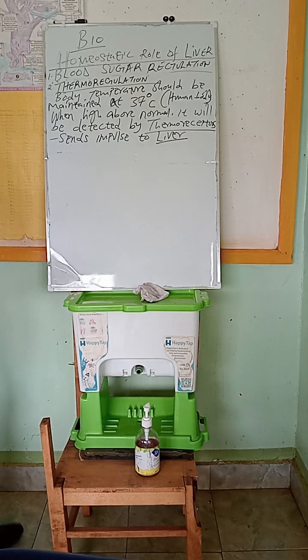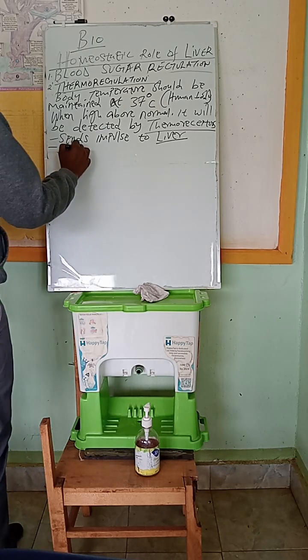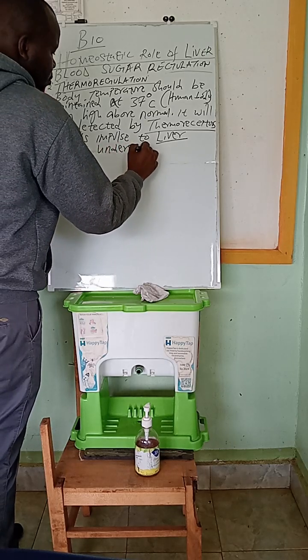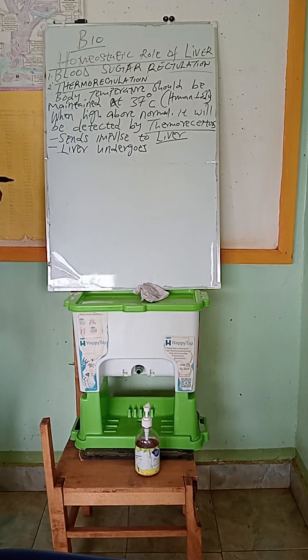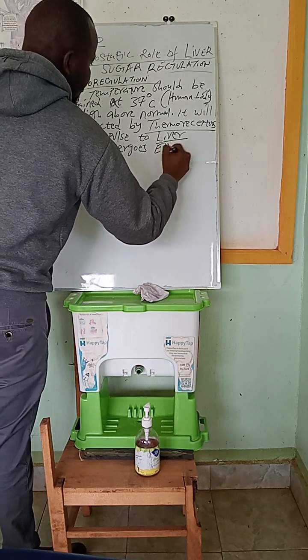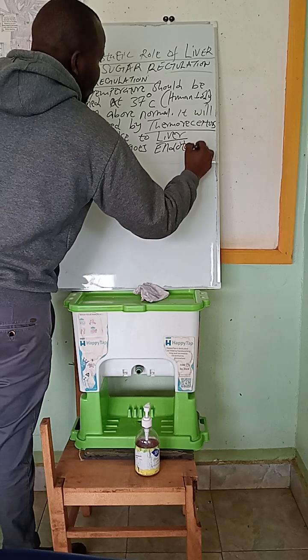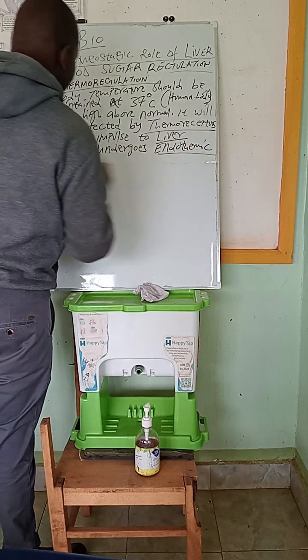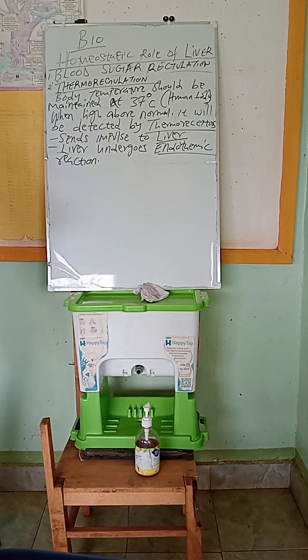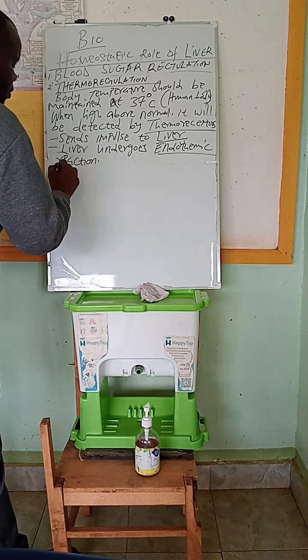So what will the liver respond by doing? It's high above normal, so we need to reduce our reaction. The liver undergoes an endothermic reaction. When it undergoes an endothermic reaction, what will happen?